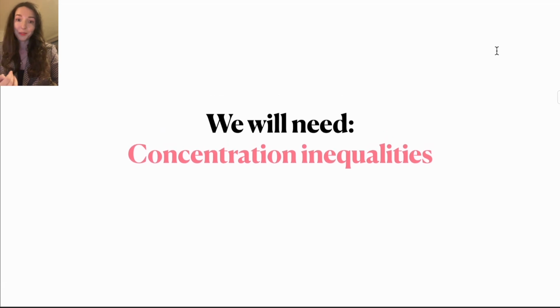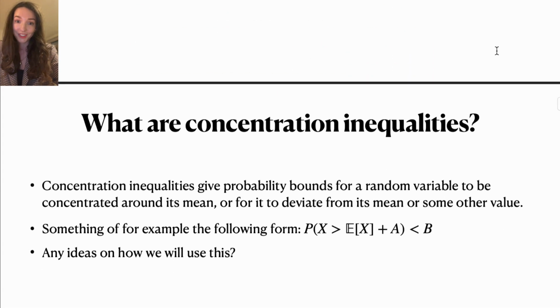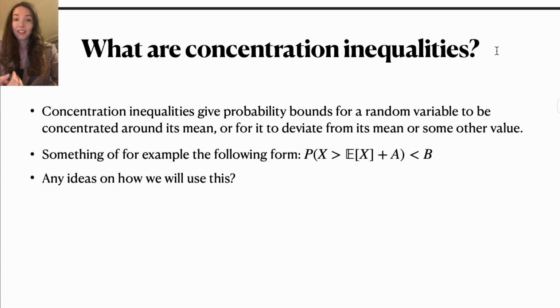So in order to do this, we will be using concentration inequalities. So let's briefly look into what concentration inequalities are. In their most general form, they give some kind of probability bound for a random variable to be concentrated around its mean, or for it to deviate from its mean or from some other value.